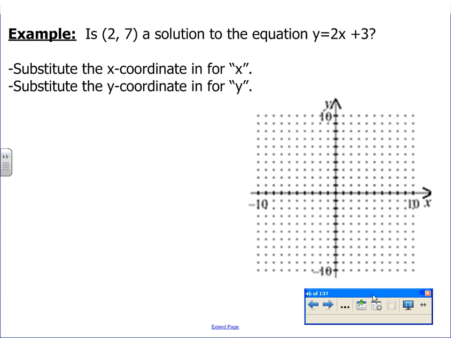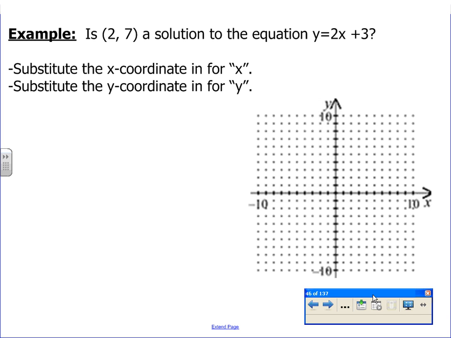Okay, so here's the first example. And I have a little graph here, which I'll graph in a second, but let's actually do the problem first. It says here, is (2, 7) a solution to the equation y equals 2x plus 3? So it tells us here we need to substitute the x coordinate in for x, and we need to substitute the y coordinate in for y.